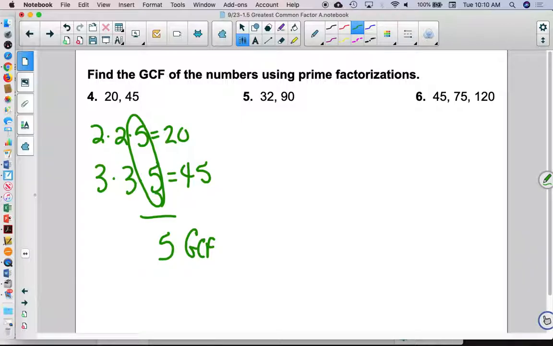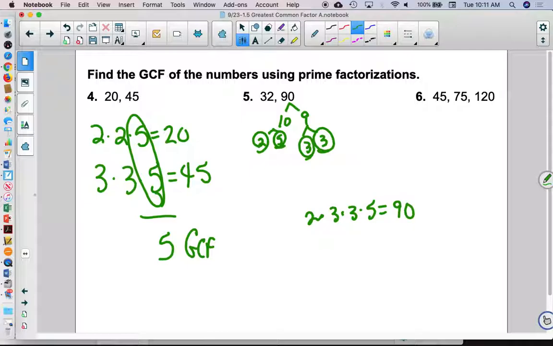I had somebody ask me, can I start the number 90 knowing 10 times 9? Yeah, you can do it, but you have to know that's not prime. And so you can't circle them until you get those to prime numbers, okay? So here I've got 3 and 3, and I have 2 and 5. Now I've got 2 times 3 times 3 times 5 equals 90.